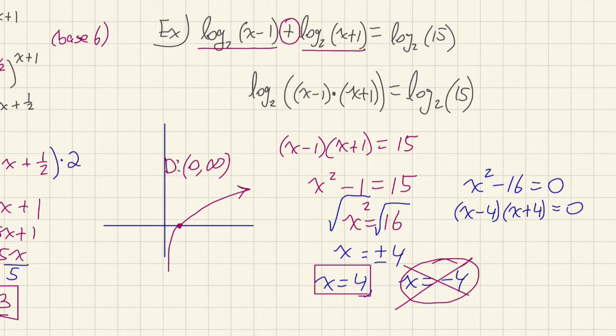Now be careful. It's not that the answer is positive or negative. It's when you plug it in, it generates a negative number on the inside of a logarithm. So make sure you test it out before you start just canceling the negative answer. So this one only has one answer, x equals 4.